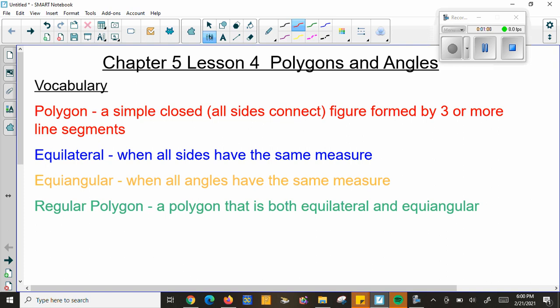We have also heard before of equilateral. You've heard of equilateral triangles where all the sides are the same. And as we get further into polygons, we're going to add in there equiangular. Equiangular is when all angles have the same measure.